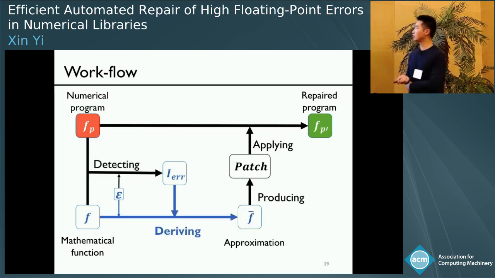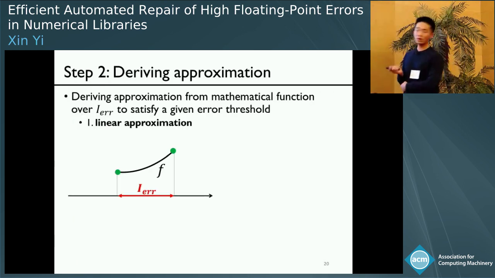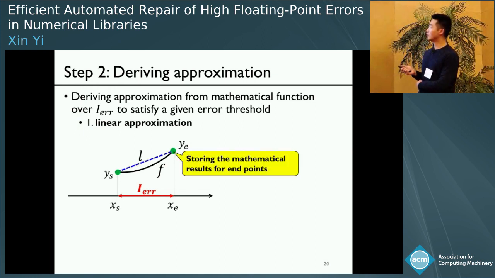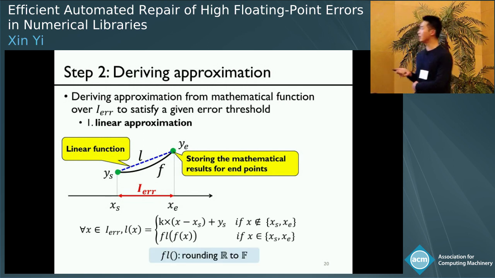After detecting high floating point errors, we derive an approximation of the mathematical function over the I error according to the given error threshold. We first use the linear approximation to approach the mathematical function. For the ending points of the linear approximation, we store the mathematical results for the ending points. And for the middle points, we use the linear function. So in this way, we can get the linear approximation.